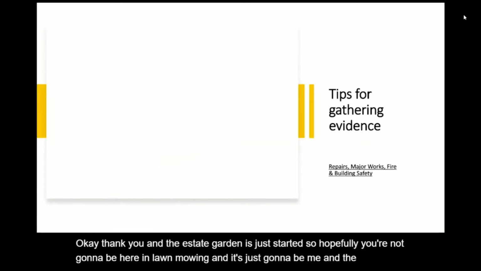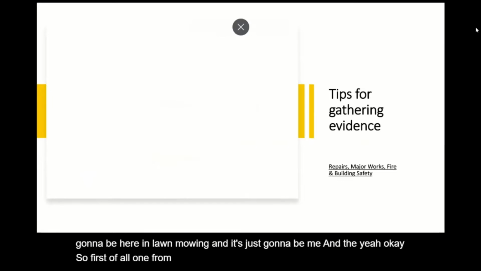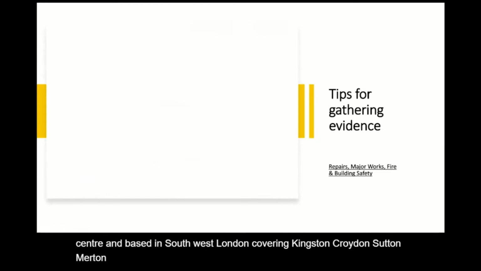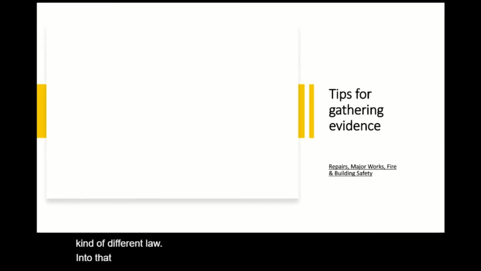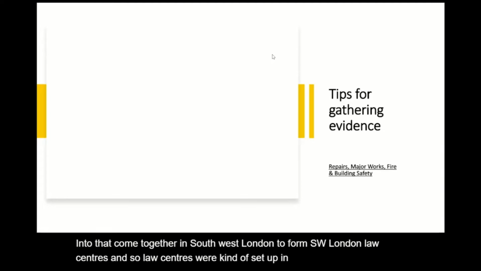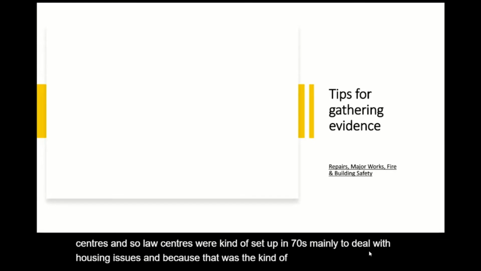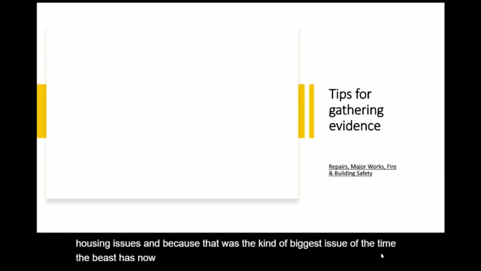Okay, so first of all, I'm from South West London Law Centres, and we are a law centre based in South West London, covering Kingston, Croydon, Sutton, Merton, Wandsworth and Richmond. We've existed since the 70s, and it's different law centres that have come together to form South West London Law Centres. Law centres were set up in the 70s mainly to deal with housing issues, because that was the biggest issue of the time. The beast has now changed, but housing is still a huge issue.